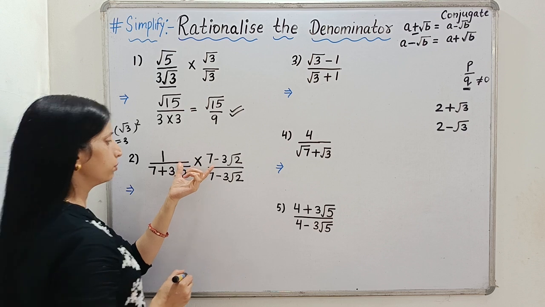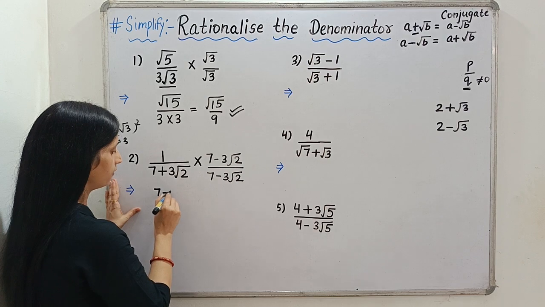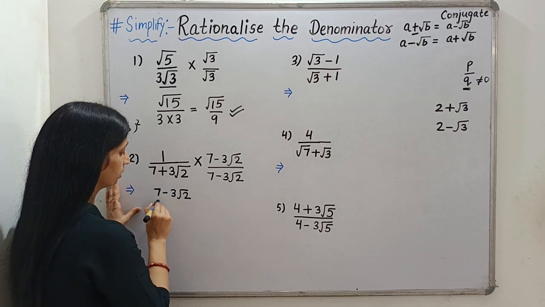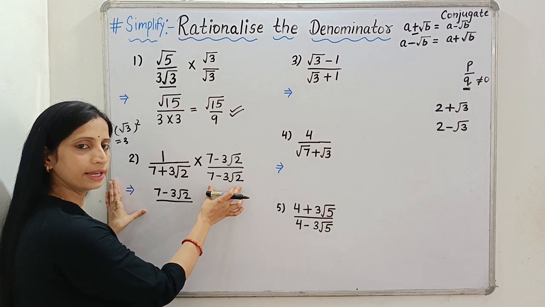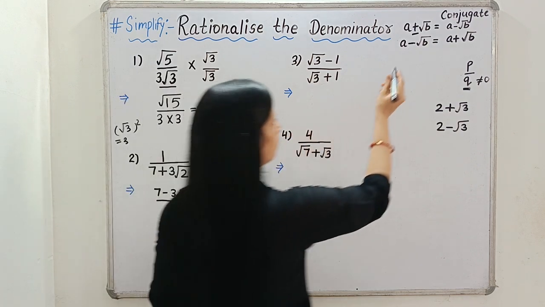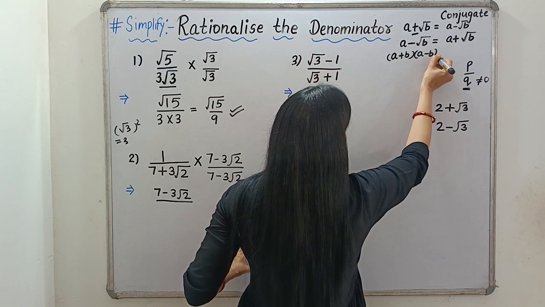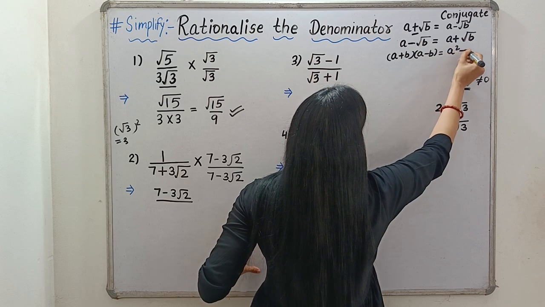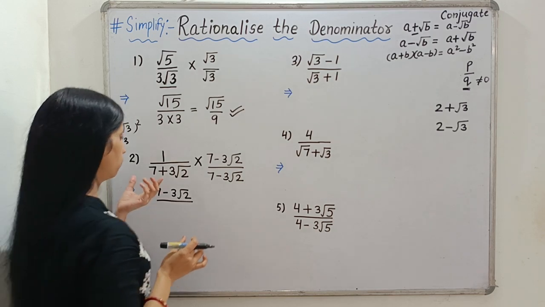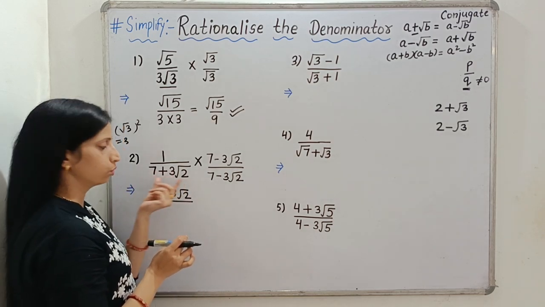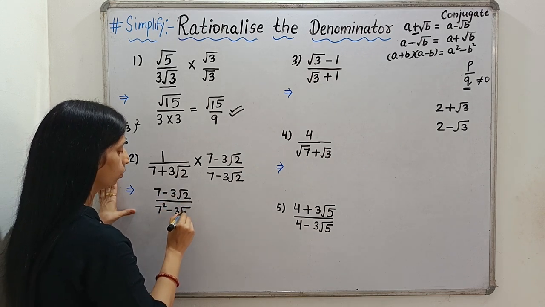Now let's multiply the numerators. 1 multiplied by 7 minus 3 root 2 will give us the same expression, 7 minus 3 root 2. In the denominator, it has become a plus b multiplied by a minus b. This is nothing but a square minus b square. So we will use this identity here. What is a? a is 7, b is 3 root 2. So a square, that means 7 square minus 3 root 2 square.